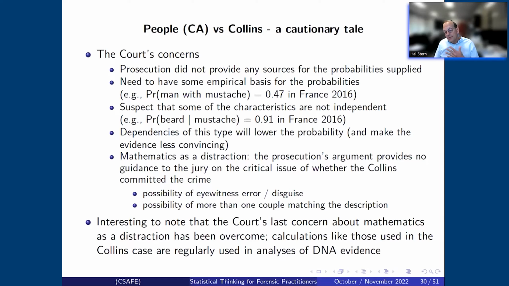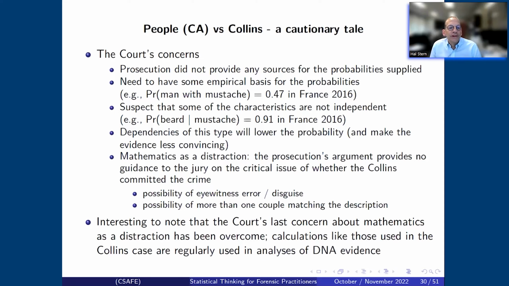And so in my view, the courts were correct in their ruling that the probability introduced was not appropriate. I disagree with the notion that the mathematics was a distraction, because I actually believe calculations like the ones that were done are relevant and in fact are now used all the time for DNA evidence. I will say the other thing that the court said, which I think is important and interesting, is that the prosecution, by relying so heavily on the mathematical argument, never really gave the jury any guidance on how to think about the possibility of more than one couple, or, remember, there's also the possibility of disguise and other things.